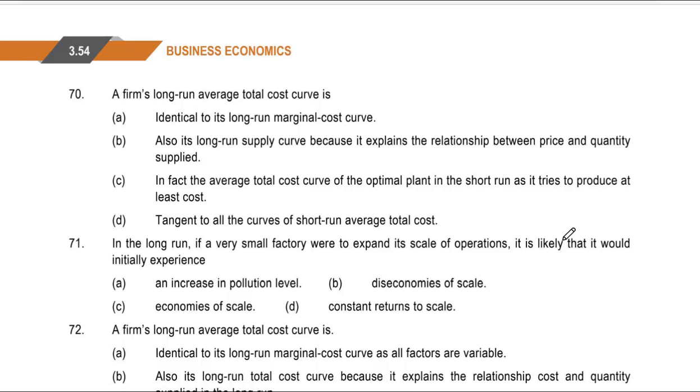70. A firm's long run average total cost curve is A. Identical to its long run marginal cost curve. B. Also its long run supply curve, because it explains the relationship between price and quantity supplied. C. In fact, the average total cost curve of the optimal plant in the short run, as it tries to produce at least cost. Or D. Tangent to all the curves of short run average total cost curve.